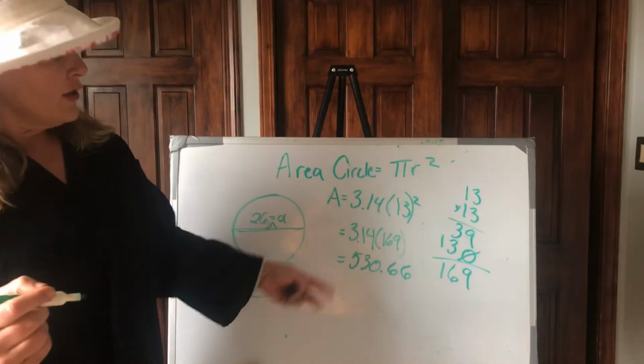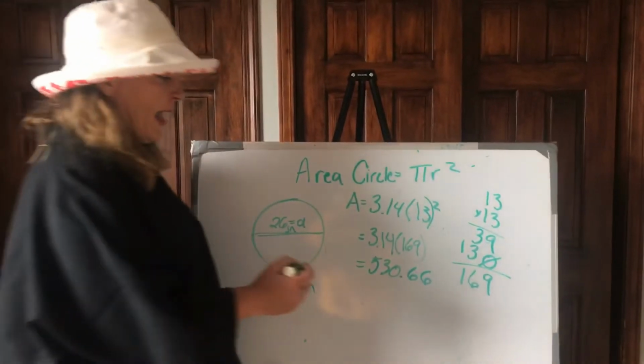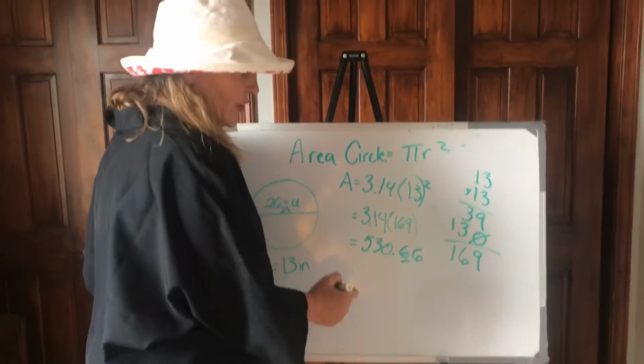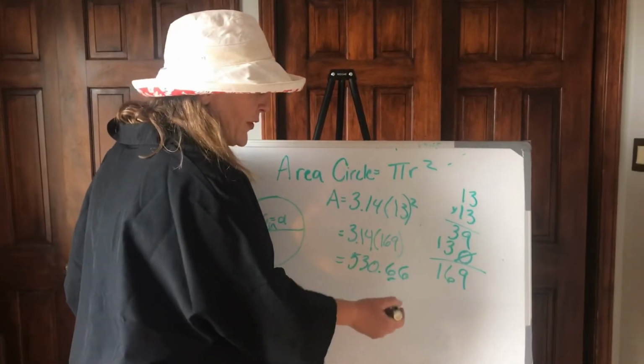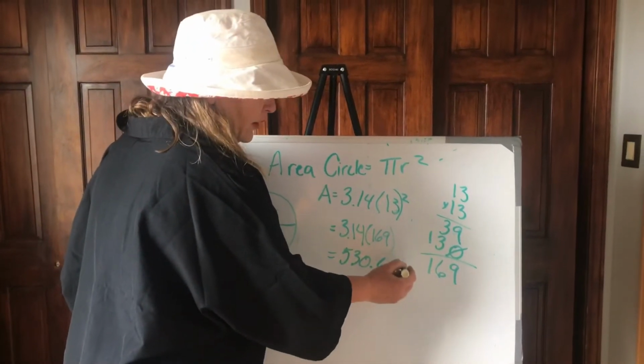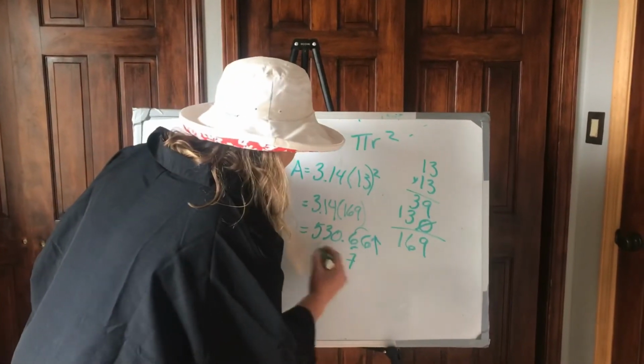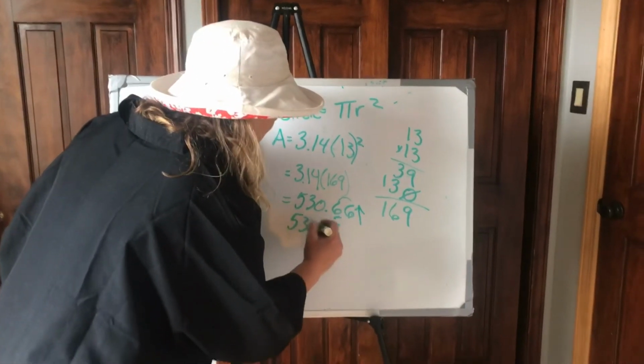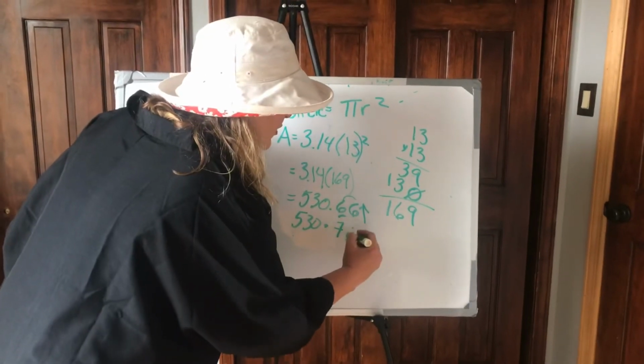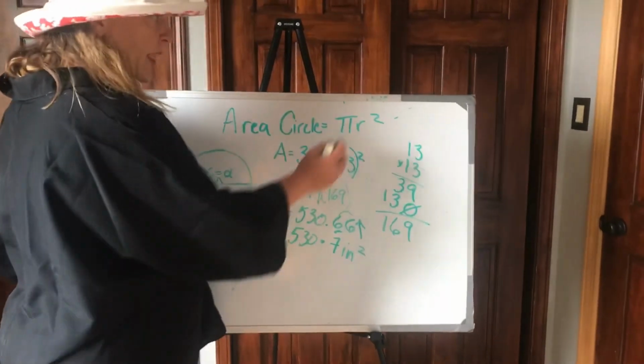On these, I want you guys to practice rounding. And I'd like you to round up to the 10th position. So does the 6 go up or down? Up. So this turns this into a 7. So I've got 530.7, and the units are inches squared, right?